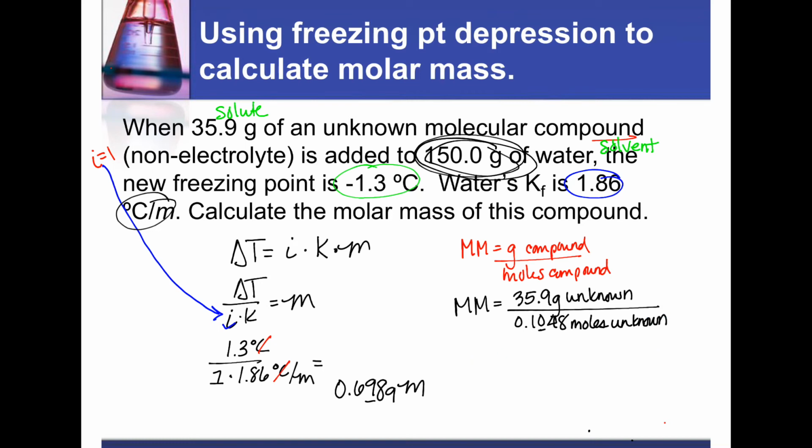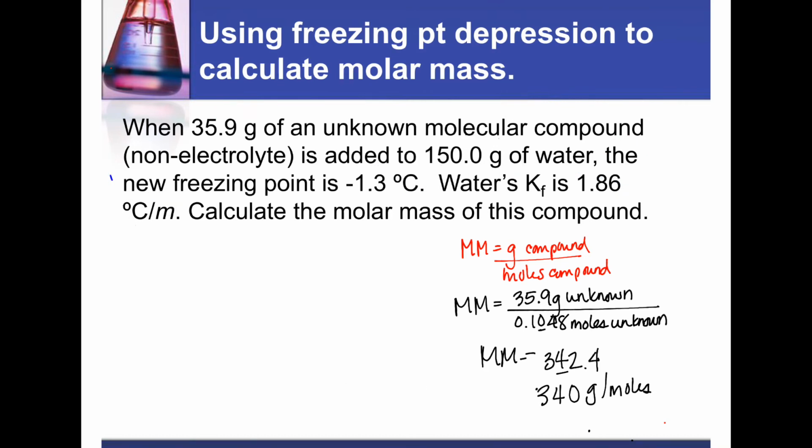And when I did that on my calculator, I got that the molar mass was equal to 342.4, to 2 sig figs. That would be 340 grams per mole. That's a really big molecule. It's probably something like a protein or something like that. So that's some pretty interesting information there.